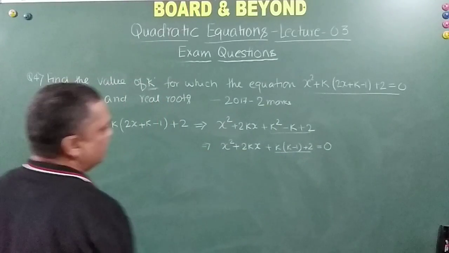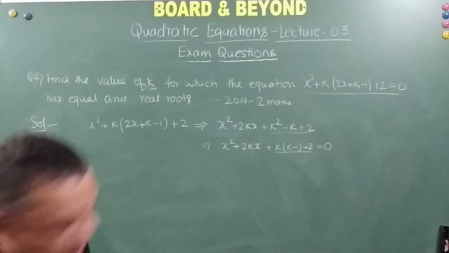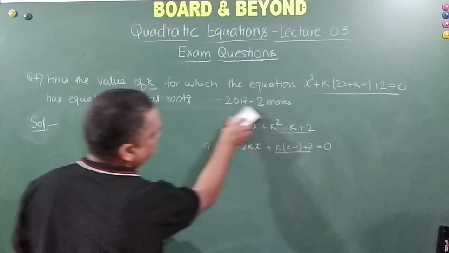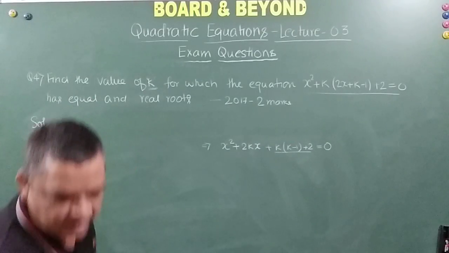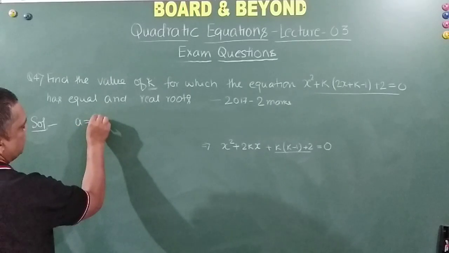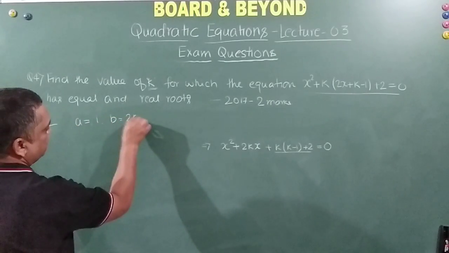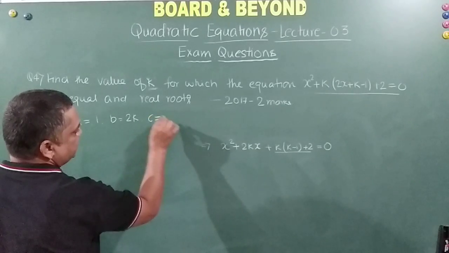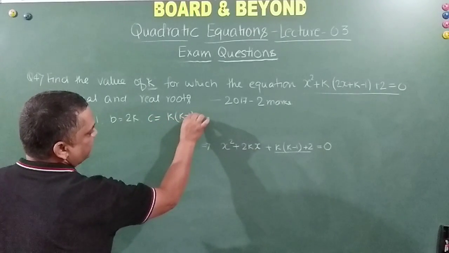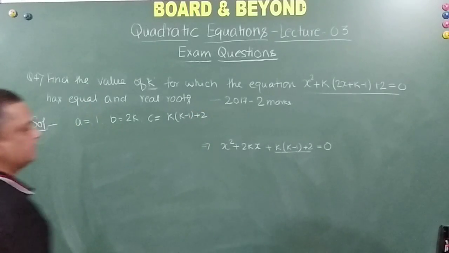Wherein our a is how much? I'll just write the values of a, b and c. So how much is a? a is nothing but 1. How much is b? b is nothing but 2k. And how much is c? c is nothing but k(k minus 1) plus 2. Right? Okay.